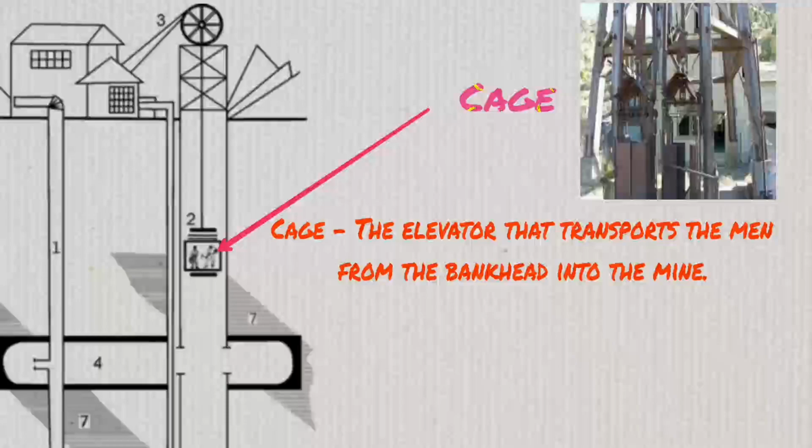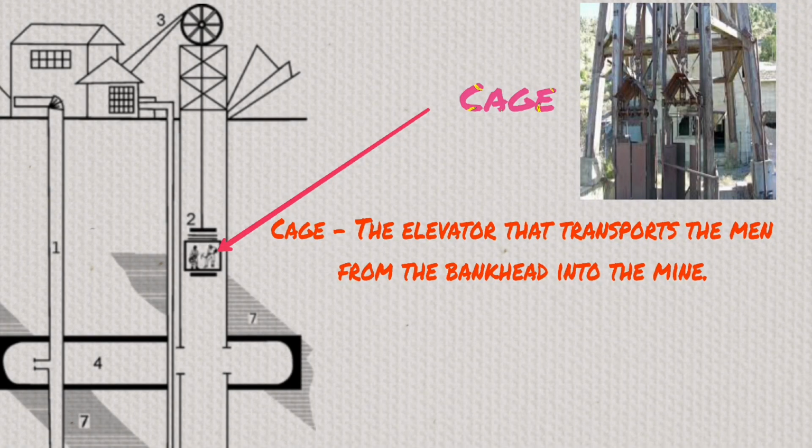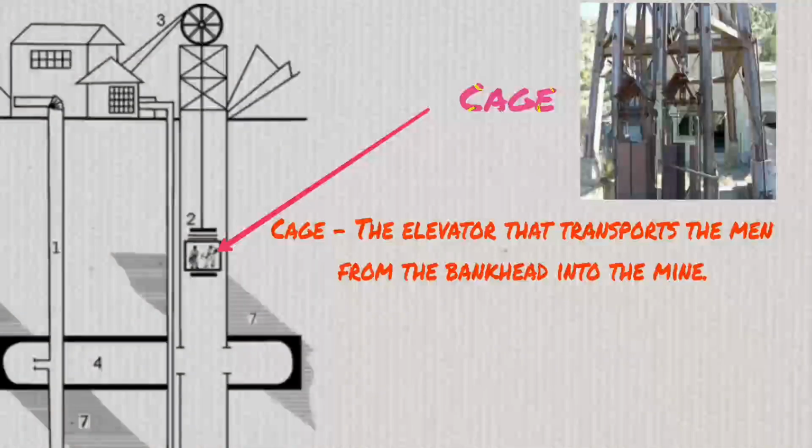So what is a cage? Cage is generally an elevator that transports men and material from the banking level down to the shaft bottom, or it is the medium where men and material can be transported.